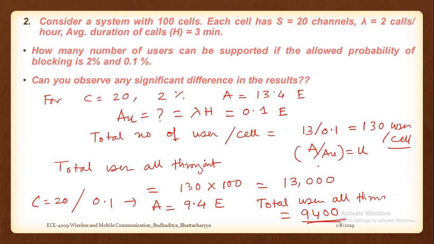If you go back to the tabulation, you now have capital A, with the probability set at 0.1%. So you have to increase the number of channels to 28. From 20 to 28, you need 8 more channels. Otherwise it's not possible. You cannot just go on blindly increasing the users, as it will definitely increase call blocking. That is the main objective behind Erlang B as well as Erlang C. So this is one of the first problems on Erlang B.